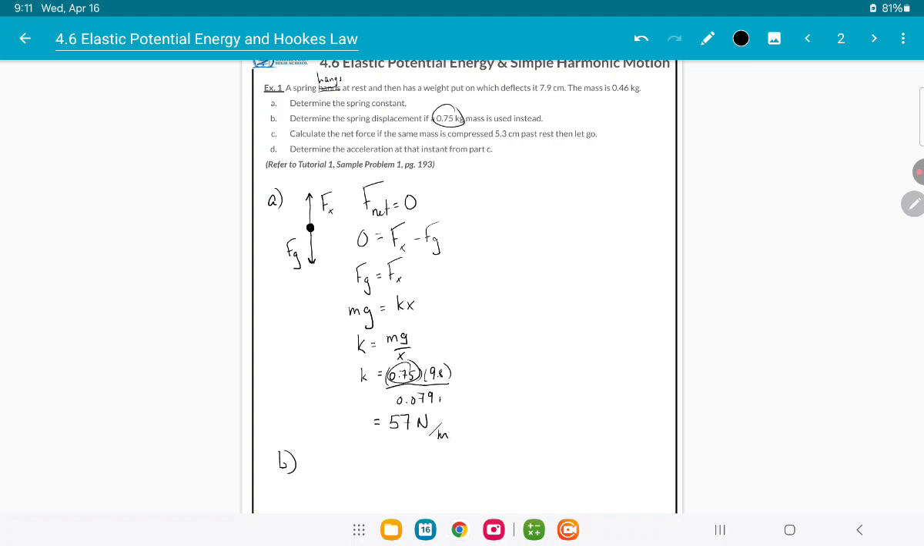What would the displacement be if it's 0.75 instead? So now that we have the spring constant, we can use that to determine a different value. So we can start from right here in our setup, mg equals kx, but now we're solving for the displacement, the stretch, if we used a different mass. So we get 0.75 times 9.8 divided by 57.